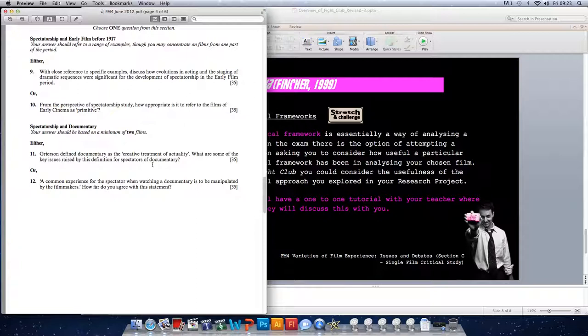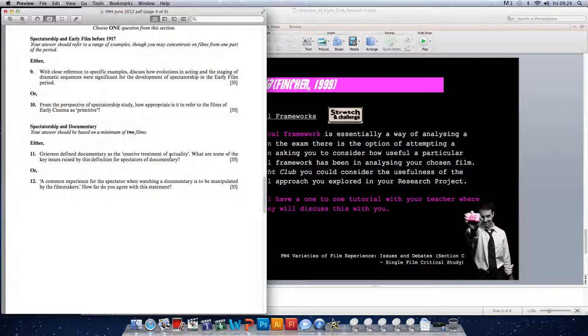Documentary tends to be perhaps the most difficult section, just in terms of the question and how they're written. Sometimes it catches people out, but obviously there are certain themes that emerge with section B. Themes might be, for example, this creative treatment of actuality, the idea that documentaries are manipulated, or documentary filmmakers are creatively looking at reality and offering a particular representation of it. What are some of the issues of that in terms of representation of the real?